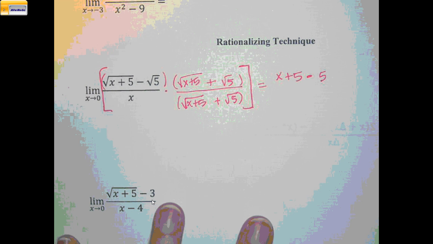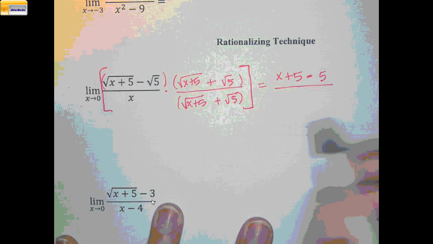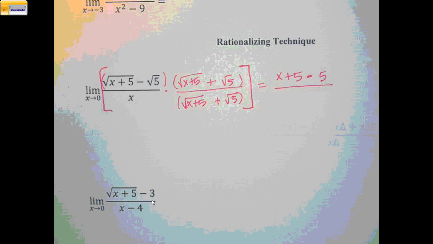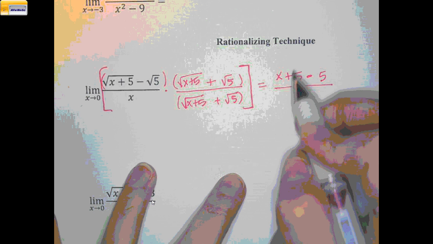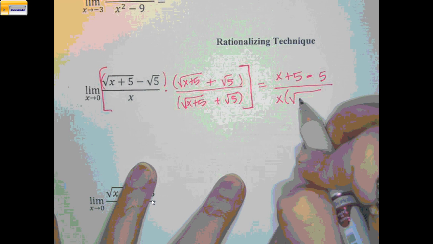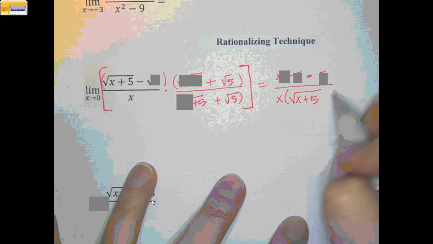On the bottom, I'm going to leave the x here, and I'm not going to distribute it. I think you're going to see why here in a second. You don't want to distribute on the bottom. You'll make more work for yourself.